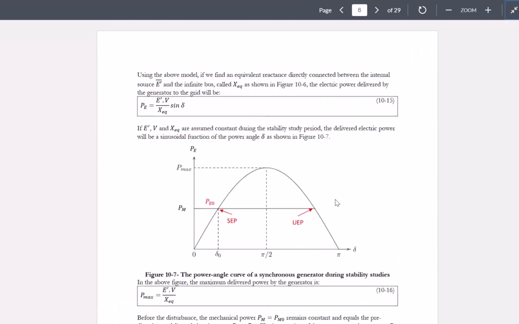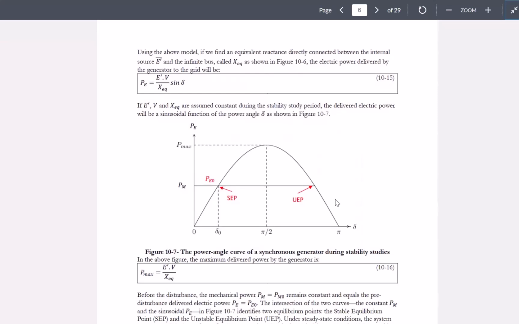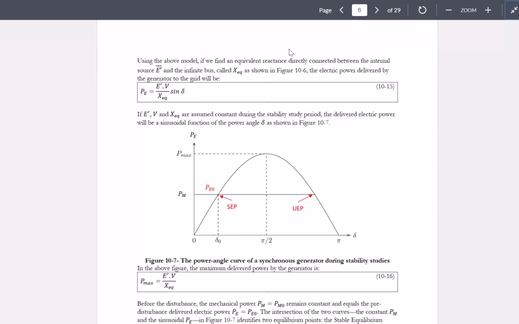And then once you find that equivalent impedance or reactance, ignoring the resistance value, then the electric power that is going to be transferred between the internal source and the infinite bus would be associated with equation 10.15, E prime V over X equivalent sine of delta. And based on that, assuming that E prime, V and X equivalent are all constants and do not change a lot, then this looks like a sinusoid.